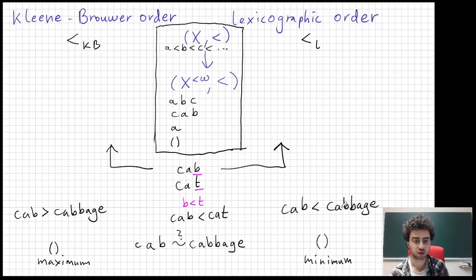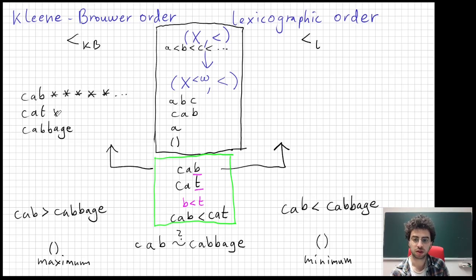I think there's a nice way to think of this as well, if you don't want to have these two separate rules. We can also think of it as, well, both of them have this rule, except that with the Kleene-Brouwer order, before you compare two words, you actually fill them out. So any two words, whether it's cab, cat, or cabbage, before I compare them, I actually fill them up with a new symbol, with infinitely many new symbols.